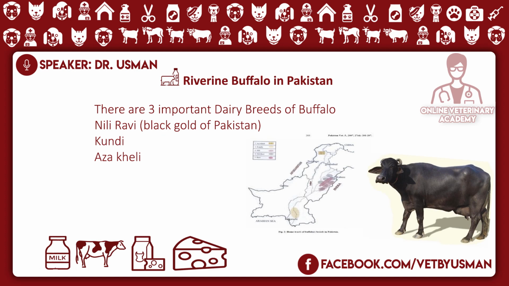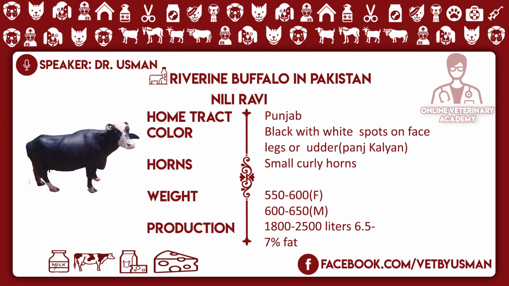In Pakistan, there are three major dairy breeds of buffaloes. One on the top is Neeli Ravi, which is also called the black gold of Pakistan. The second and third are Kundi and Azakheli, which are less important. If we talk about the Neeli Ravi, their home tract is Punjab, either Indian Punjab or Pakistan Punjab. Their color is black with white spots on the face, with five marks on the body, including the legs or udder, the forehead, the face and the muzzle. This is also called Panj Kalyan. Panj means five white spots.